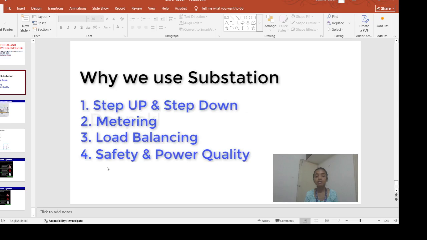So this is the fourth function of the substation, which is safety and power quality. So these are the four functions of the substation. First one, step up and step down. Second one is metering. Third one is load balancing, and fourth one is safety and power quality.